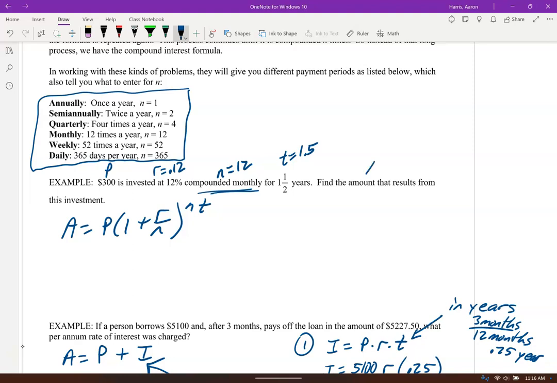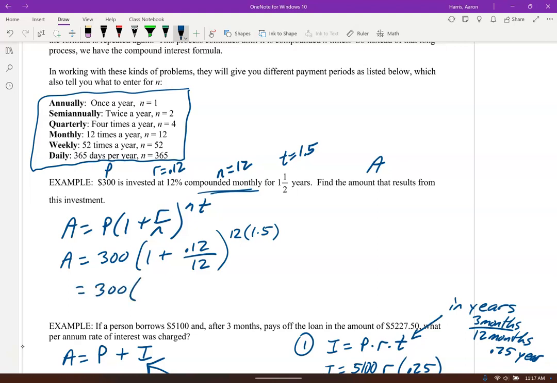Find the amount. We're solving for the amount at the end. How much do we have at the end? So we're solving for A. If I put $300 in as my principal, 1 plus the interest rate, 0.12, divided by how many compoundings per year? So N is 12. There's an N up there as well. And our time T in years is 1.5. So we're going to multiply: 12 times 1.5 gives us 18.